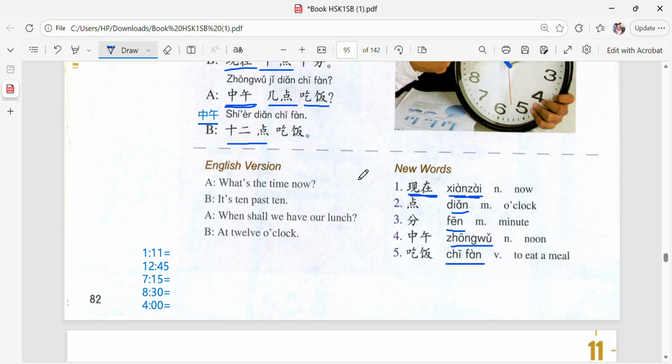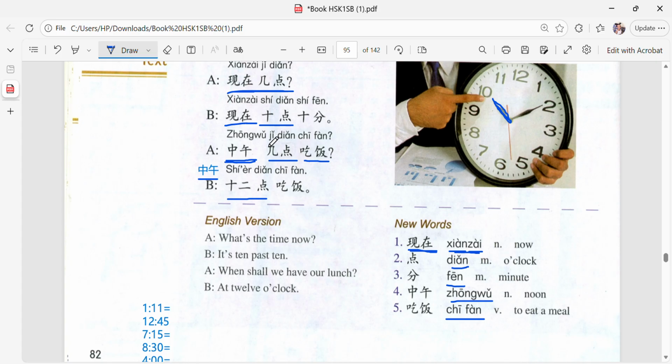You see, number A was like 现在几点? So when I ask you 现在几点, make sure next time you can tell me 现在七点. Now it is 7 o'clock. Okay, it's just an example I'm giving. 现在几点? Like here, 现在十点十分. 十点 is 10 o'clock. 十分, just like the time is showing here.